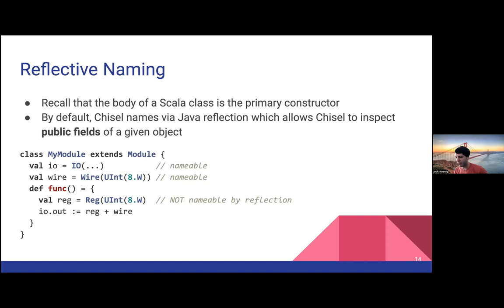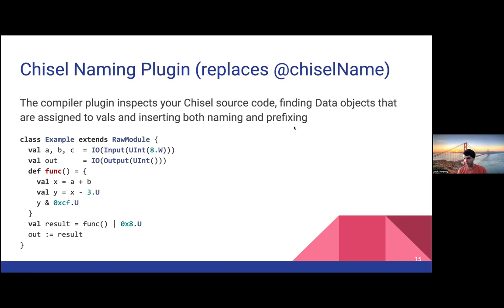And then more recently, forget about @chiselName because we've replaced that. We now have a compiler plugin. I mentioned that we now inject ourselves into the compiler, because when compiling your code, we can insert little hooks to name every val, including X and Y. And it gives a pretty good result in the output these days.